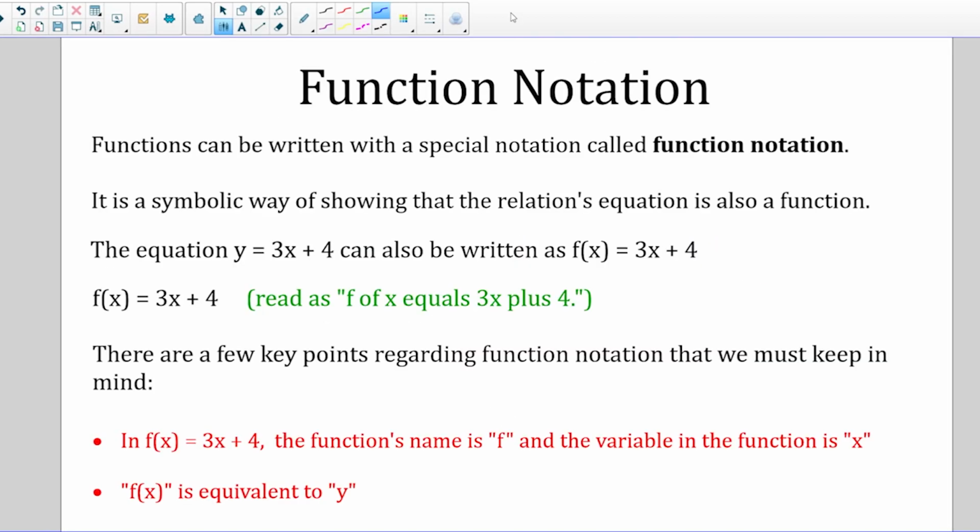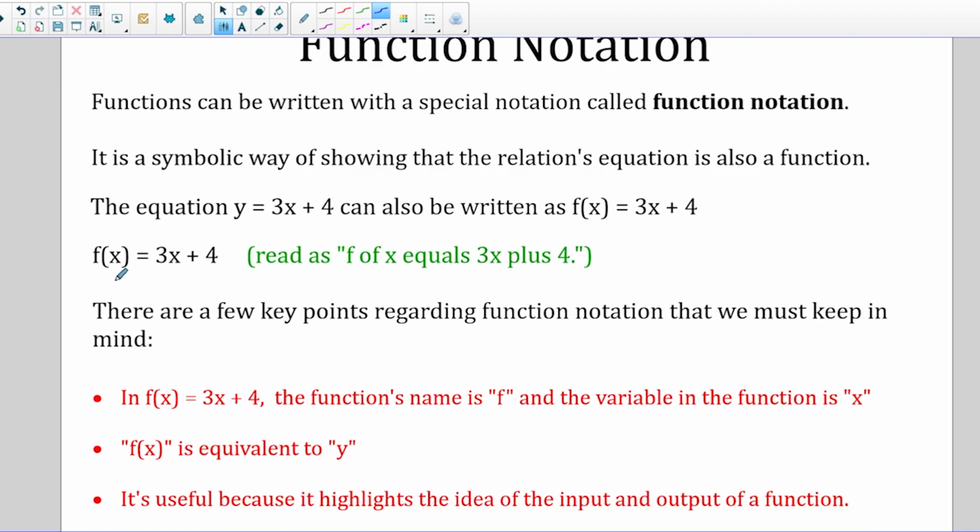So the last topic of discussion in this outcome is something called function notation. It's really just a symbolic way of showing that the relation's equation is also a function. If we look at our first example, y is equal to 3x plus 4, we can also write it like this. We read it out as f of x is equal to 3x plus 4.